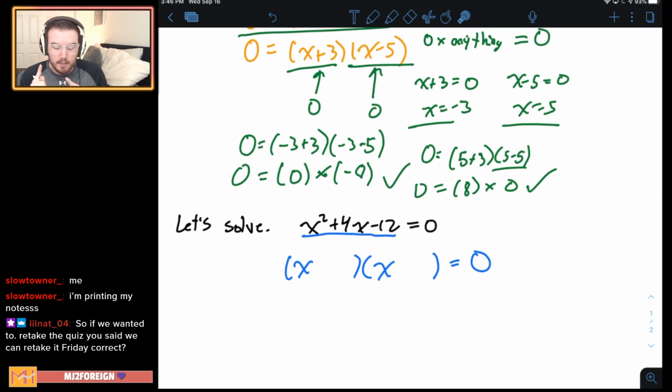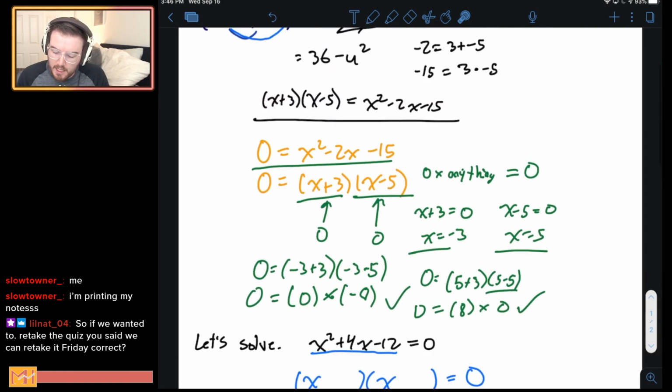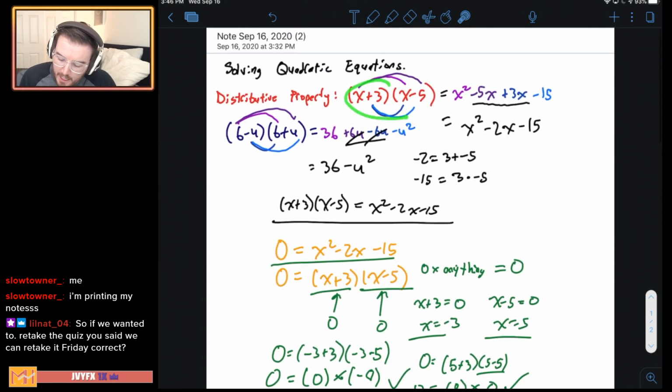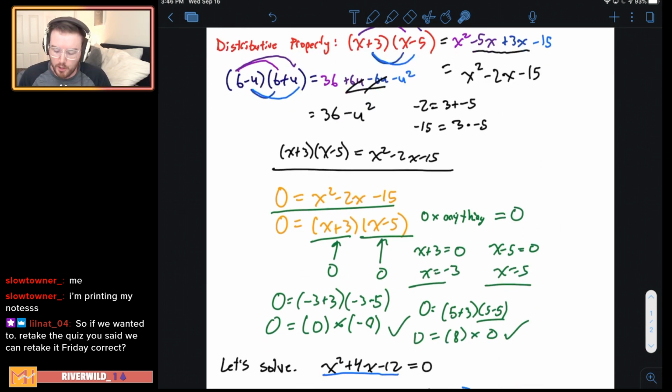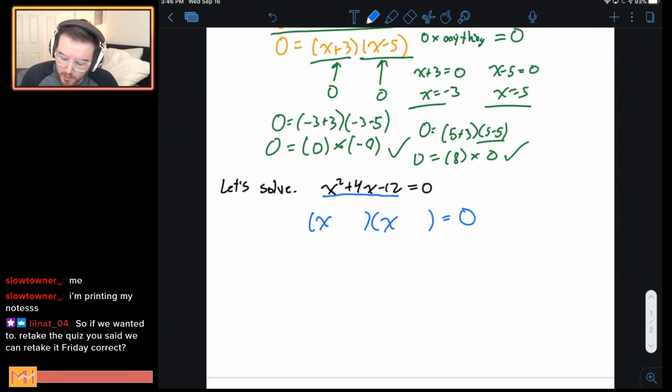Well, again, let's go back up here. What was the pattern here? These factors, what was the pattern? These two numbers added to negative 2, and they multiplied to negative 15. So the two factors added to the middle number and multiplied to the last number. That ought to be something that you've heard before when it comes to factoring. I'm almost certain of it.